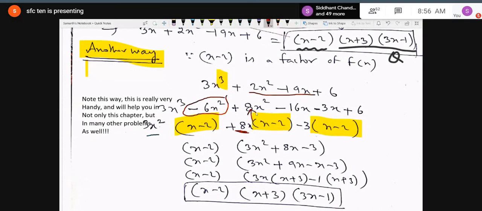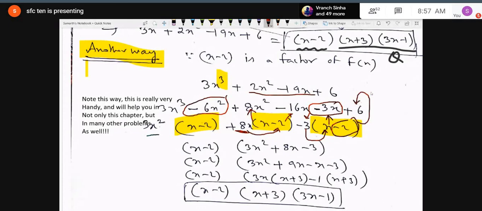And now the third term, minus 19x. How can we get it? By adding minus 3x to that. So how can we get minus 3x? By multiplying minus 3 into x minus 2. When you multiply minus 3 into x minus 2, you will get minus 3x plus 6.